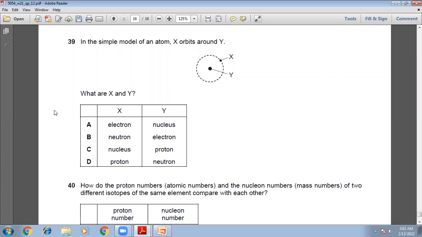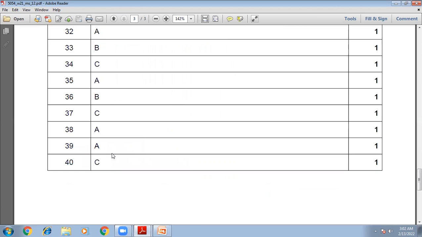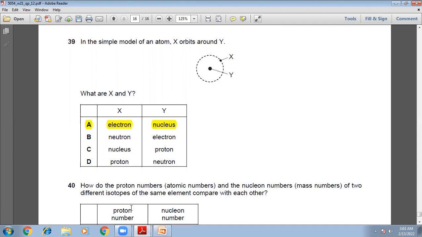In the simple model of an atom, X orbits around Y. So what are X and Y? X is the electrons and Y is the nucleus. Electron and the nucleus, I think A is the best wording. The nucleus and the proton is wrong. Okay. Electron and the nucleus. X is the electron and Y is the nucleus. Question number 39, A is the right choice. Yes, that's right.